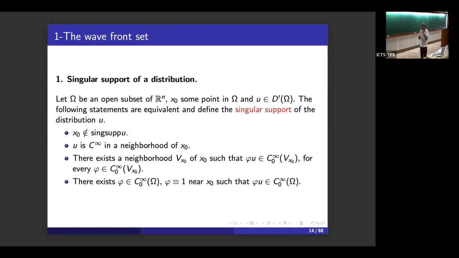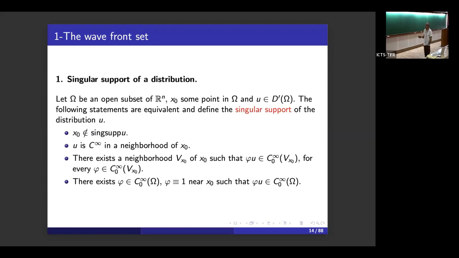It's very simple. It takes place in omega or a manifold. You consider a distribution. To avoid difficulties, you can think of omega as the whole space. All right, there is no problem. So point x0 is not in the singular support of U. These four statements are equivalent.